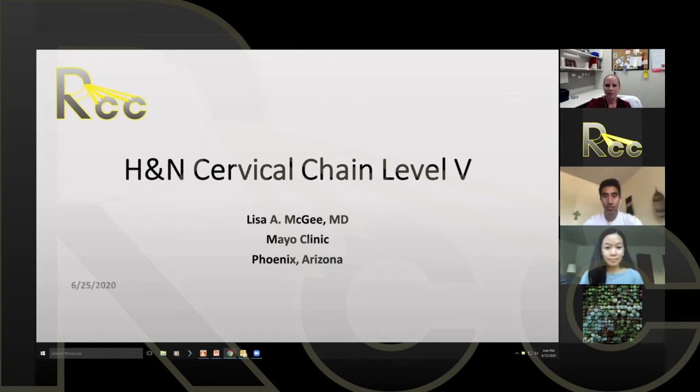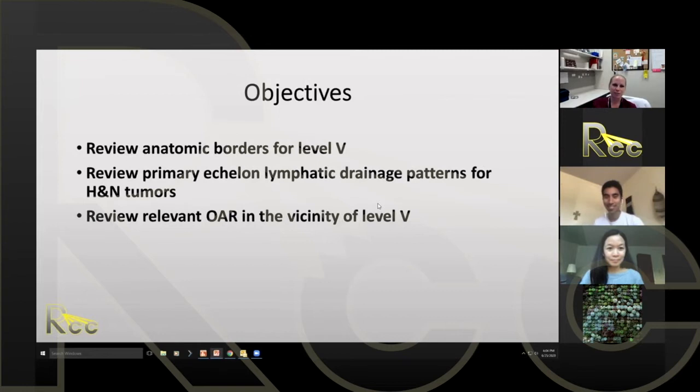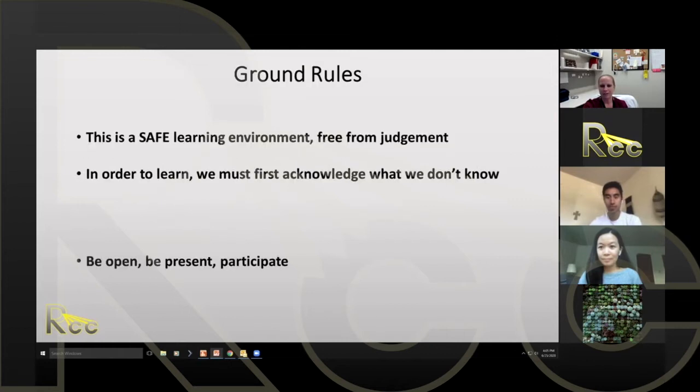So as we get started here, the objectives for today is we're going to review the anatomic borders for level 5. We're going to review the primary echelon lymphatic drainage patterns for head and neck tumors as they pertain to level 5. And we're going to review the relevant OAR in the vicinity of level 5.